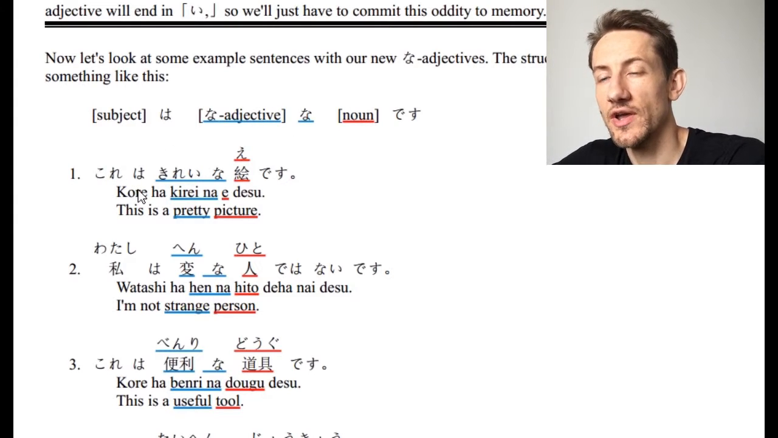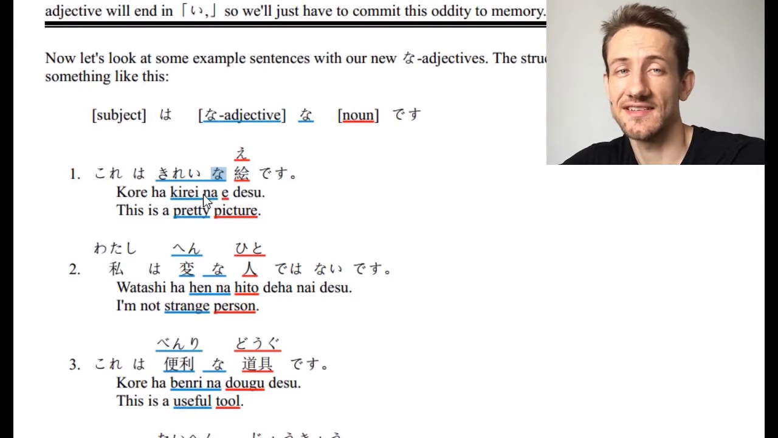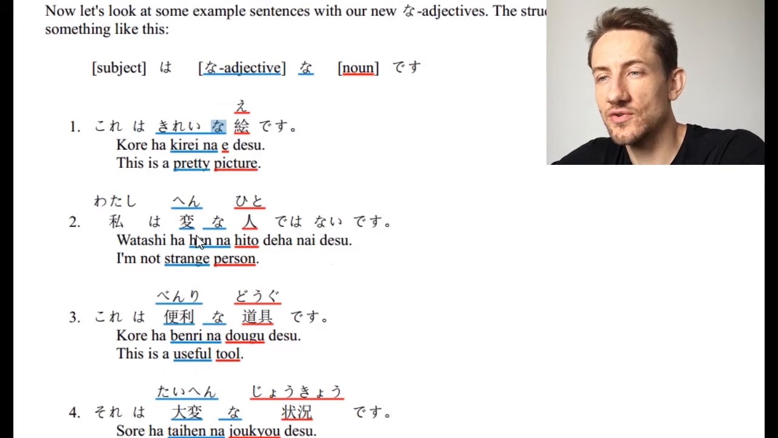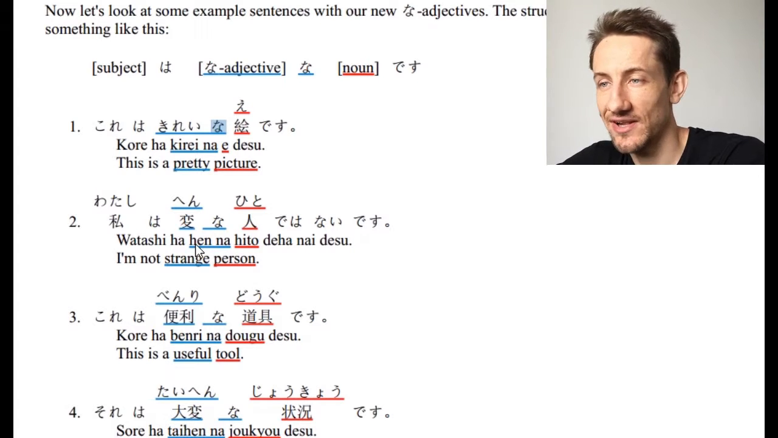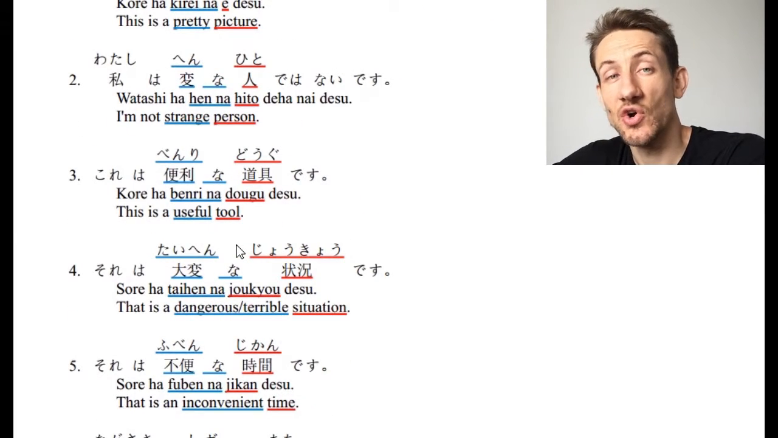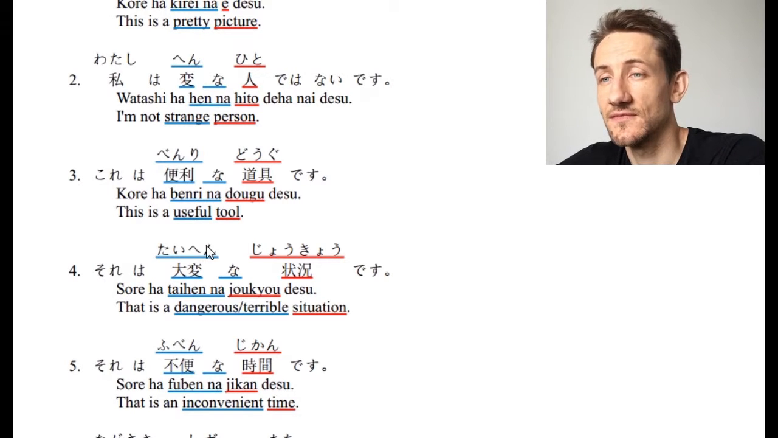So number one, これはきれいな絵です。This is a pretty picture. This is a pretty painting. Please notice we have きれい, which means pretty, 絵, which means picture, but we have to have na. We cannot say きれい絵です. That's grammatically wrong. So きれいな絵. Number two, 私は変な人ではないです。I am not a strange person. So 変な人. Number three, これは便利な道具です。This is a useful tool.